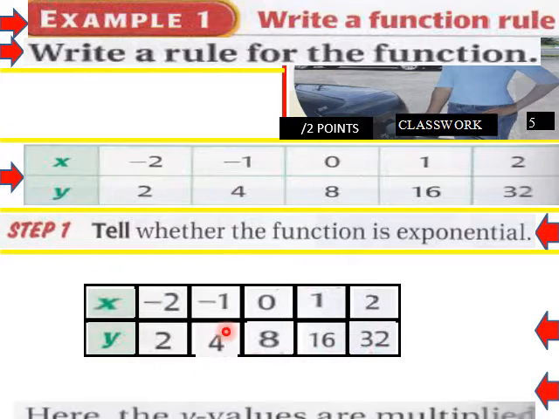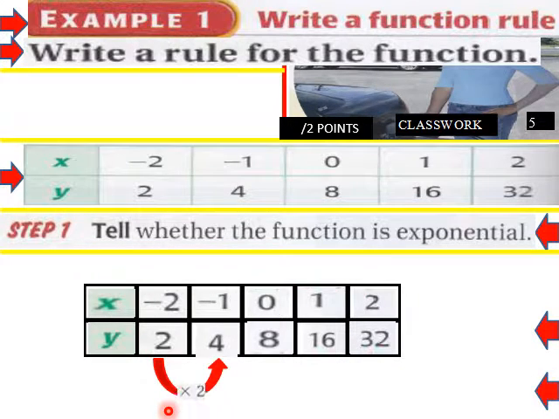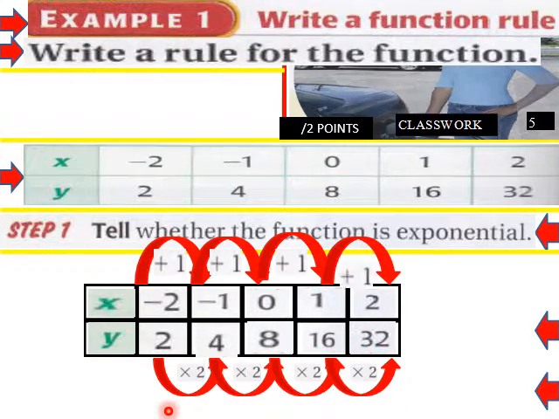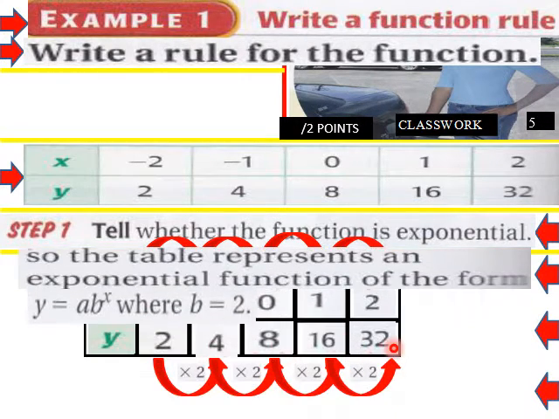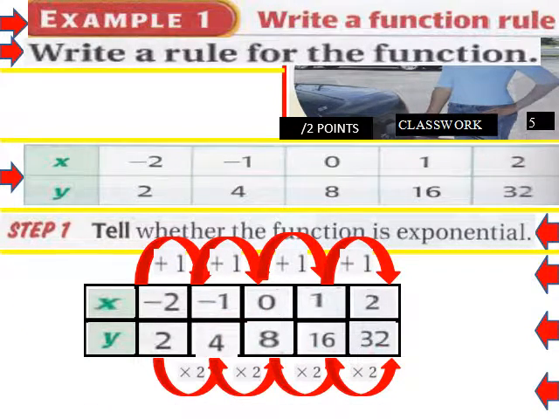What's going on here, students? Here the y values are multiplied by 2. As we move to the right, they are multiplied by 2 for each increase of 1 in x. So we got 2, 2, 2, and then 2, and up here we're only increasing by 1. So we have a steady multiplication of our output by 2, and so the table represents an exponential function in the form y equals ab to the x, where b equals 2. So that is what's going on.